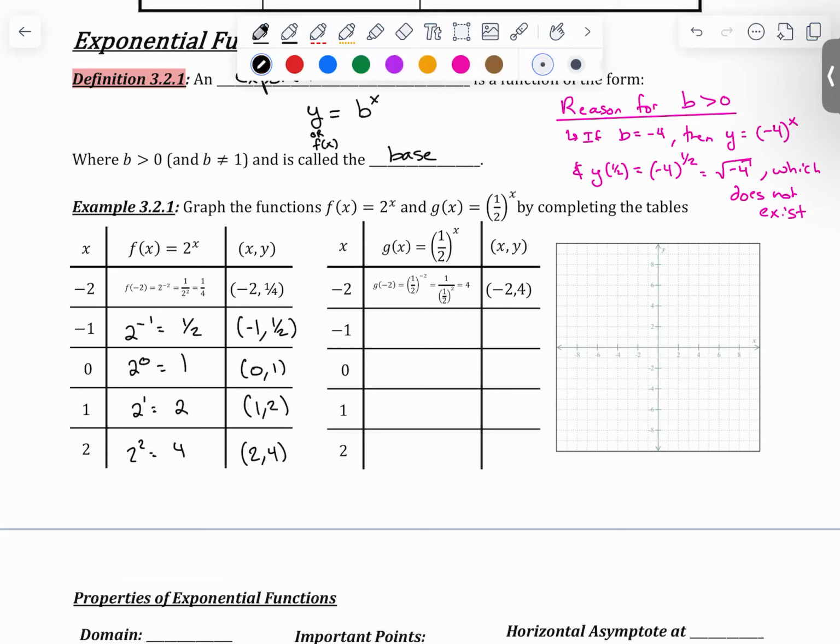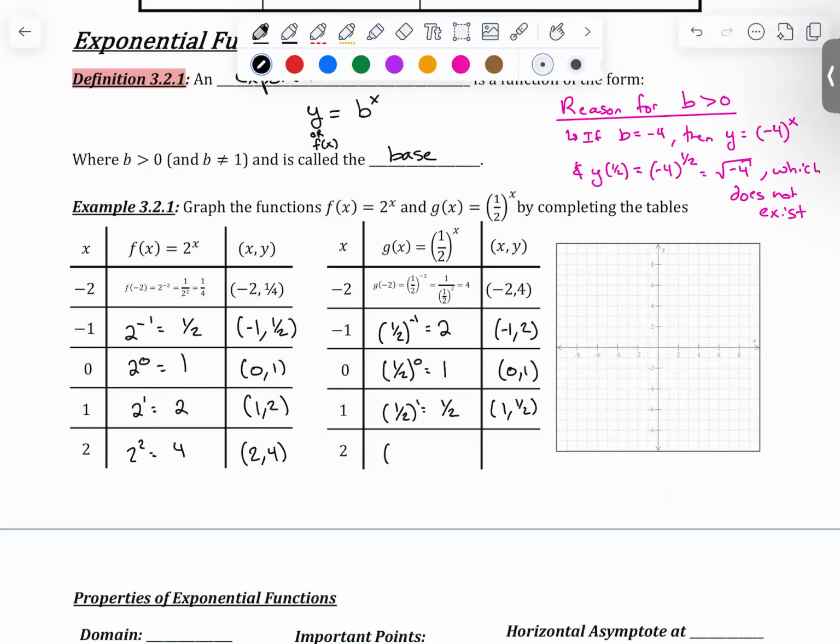Plugging in -1, we'll get 1/2 to the -1, which will be 2. And so we have the point -1 comma 2. Plugging in 0, 1/2 to the 0 is equal to 1, because any number raised to the 0 is 1, save for 0 to the 0, but we don't need to worry about that. So 0 comma 1. And then you'll get 1/2 raised to the first power, which is just 1/2. So we have 1 comma 1/2.